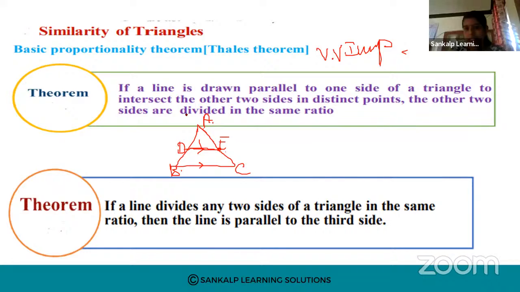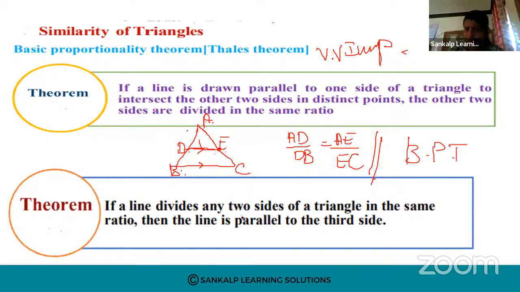So which sides are they here? The other two sides, here AD and DB, AE and EC, are divided in the same ratio. This is what our theorem says. This is Thales theorem, or basic proportionality theorem, that we call BPT. We call it BPT. Next one.